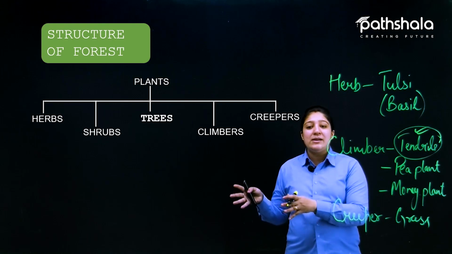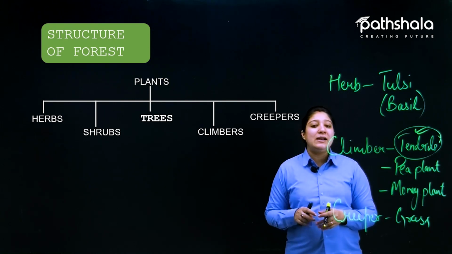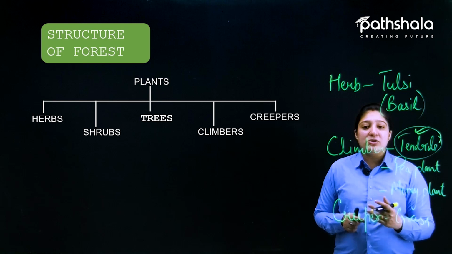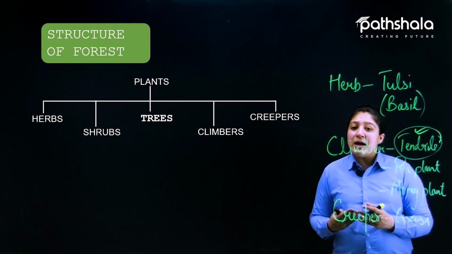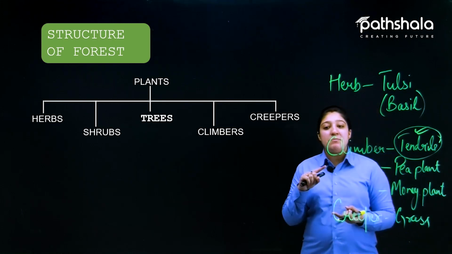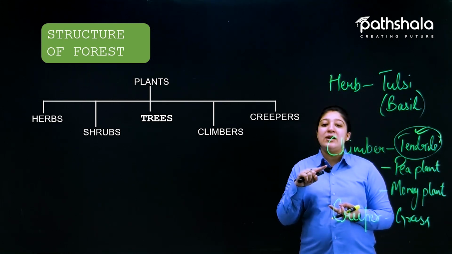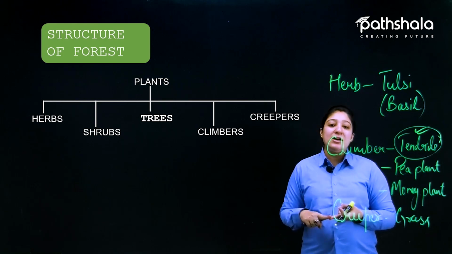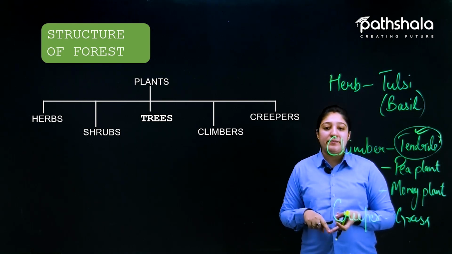So these are the types of plants that are basically present in the forest, or we can say that is how the plants are classified into different types based on the type of stem they have, based on the type of height they have, based on the type of lifespan they have.